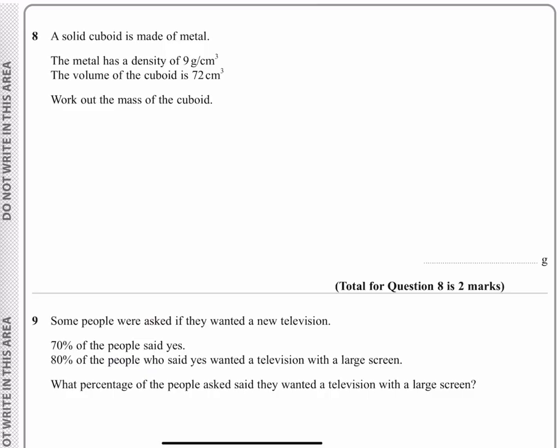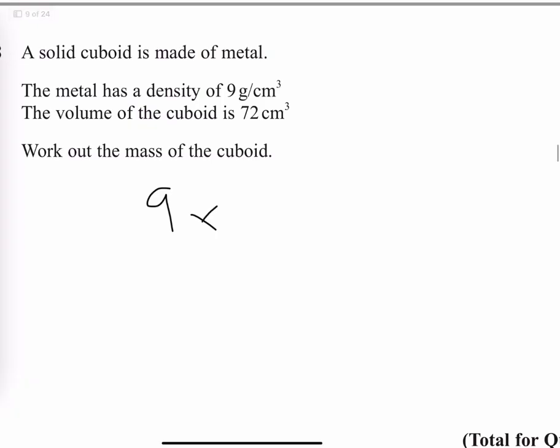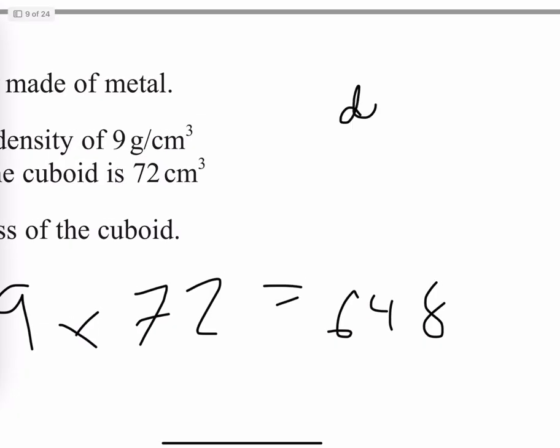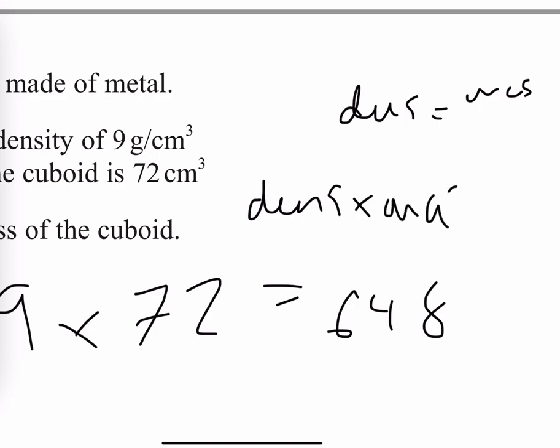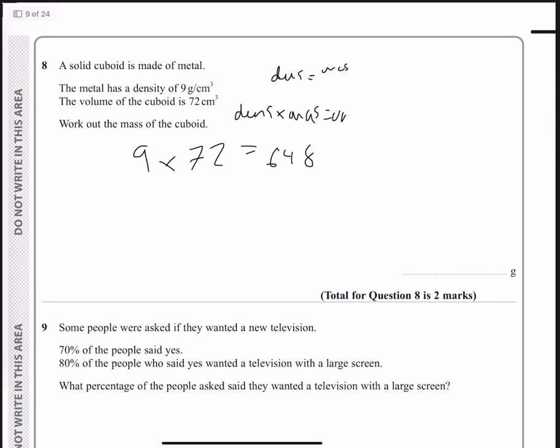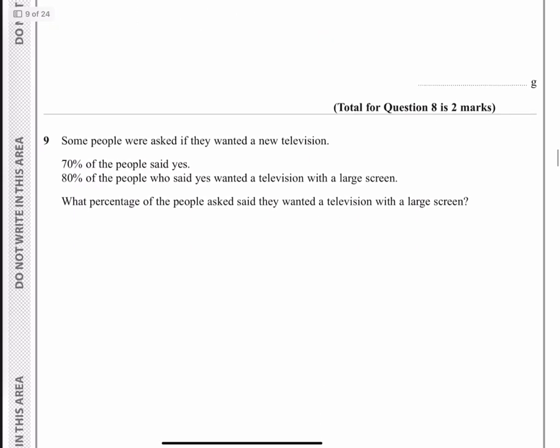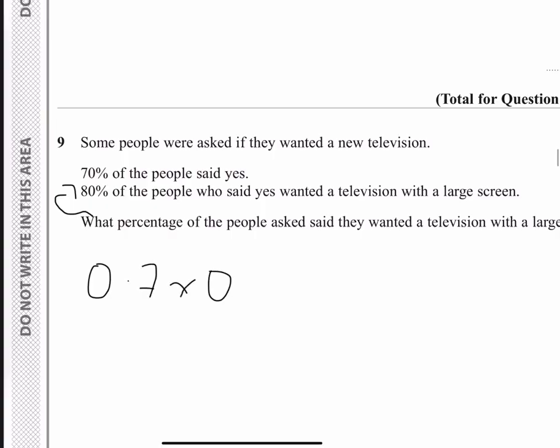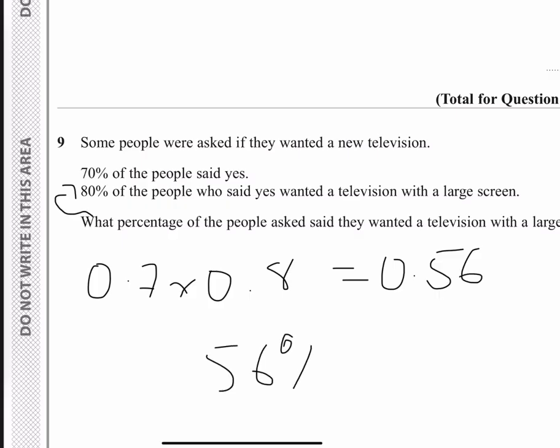A solid cuboid is made of metal. It has this, and has this. Well, that's just easy, okay? 9 times 72 equals 648. We just times these together, because density equals mass over volume. So density times volume equals mass. Okay, moving on. So 80% of that number, so we take 0.7 times 0.8 equals 0.56, 56%. Moving on.